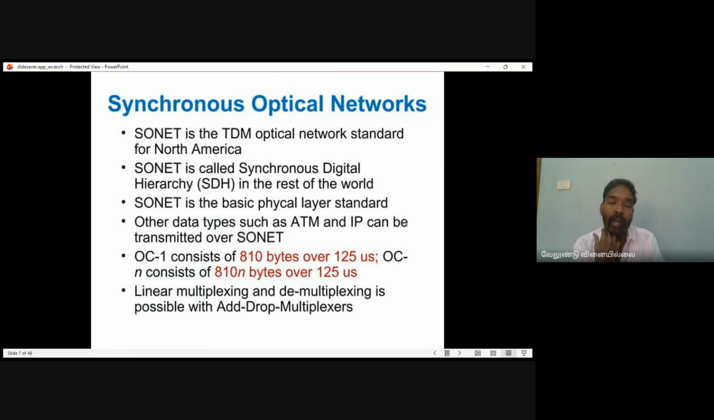So IP, Internet Protocol, and ATM can be used to transmit data over our optical fiber cable. The OC frame consists of 810 bytes over 125 microseconds. So this is the number of bytes per unit time, which gives the speed.